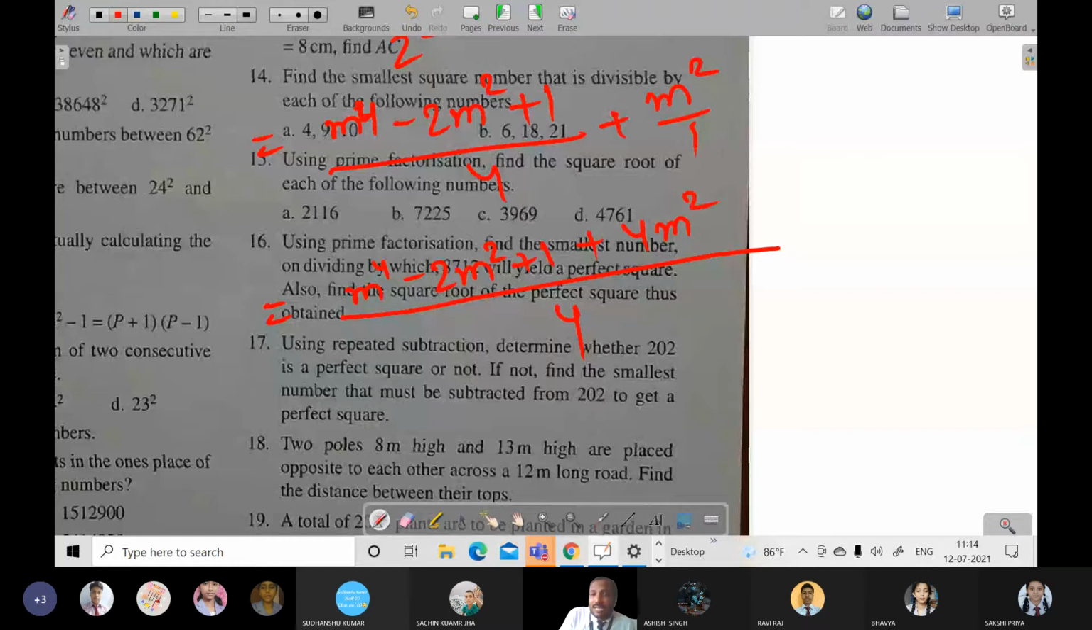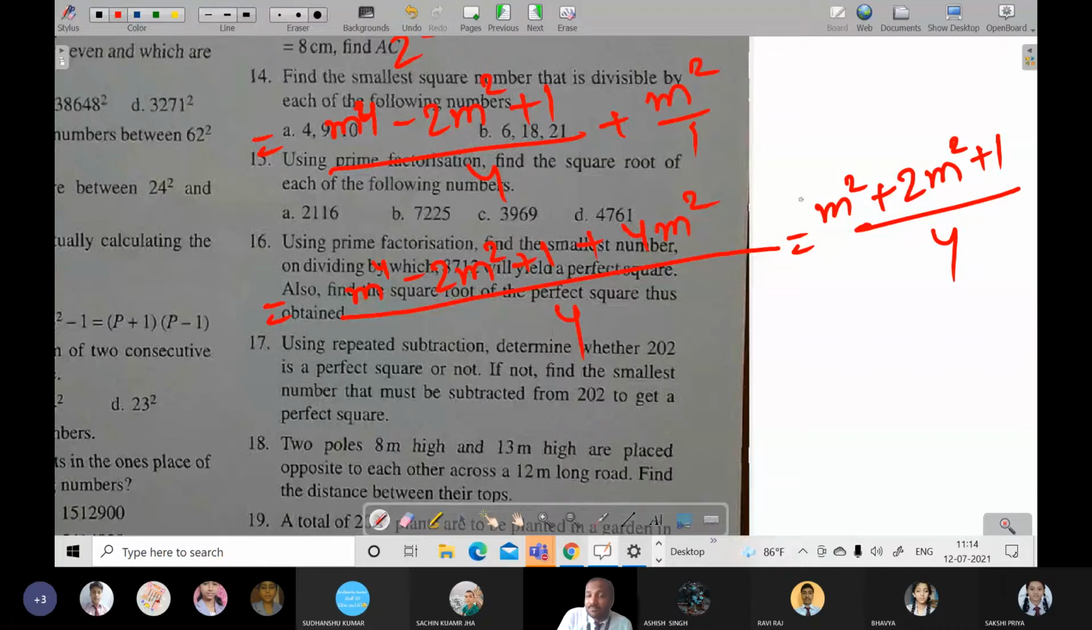So now when we add it, what will happen? Minus 2m square plus 4m square, what will be the result? It will become plus 2m square plus 1 by 4. Because when there are two different signs, it is subtracted, but the sign will be of the bigger number, and the bigger number is 4m square. So of course the plus sign will be there.